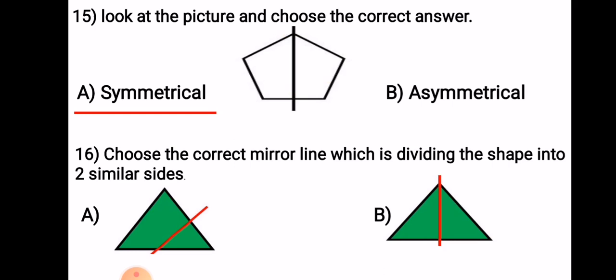And finally here, we need to choose the correct mirror line, which is dividing the shape into two similar sides. So, which shape has a correct mirror line? This one or this one? Very good answer. This one, because we can see two similar sides. And as we just said, the mirror line is dividing my shape into two similar sides. So this is the correct answer.